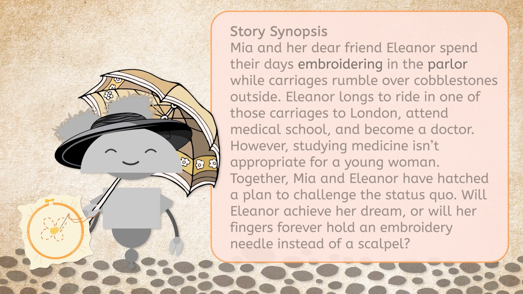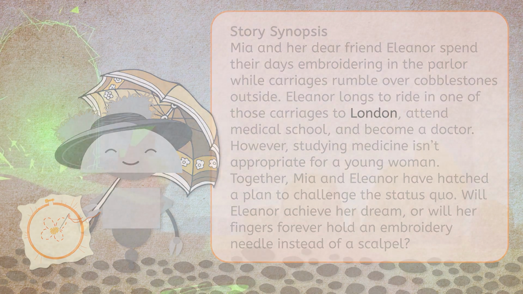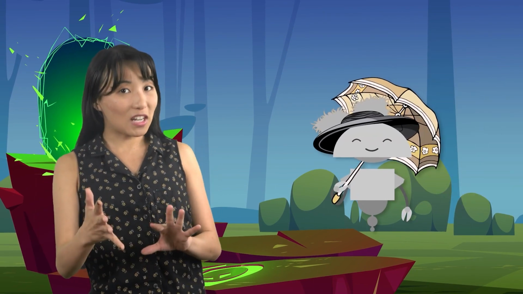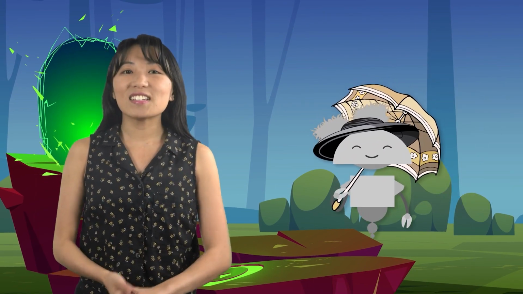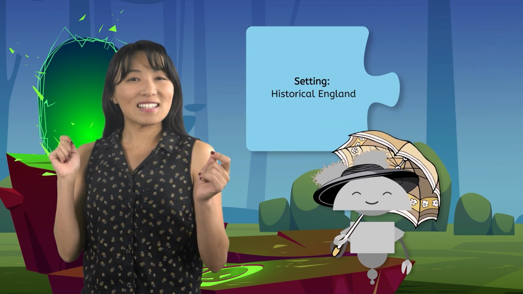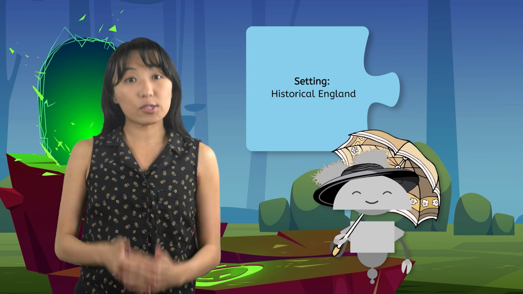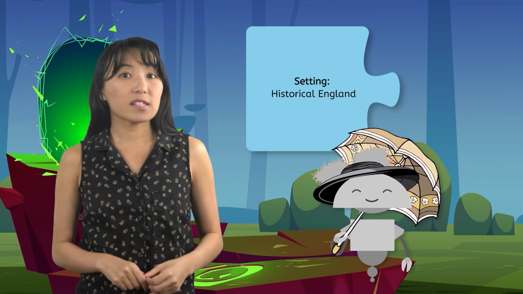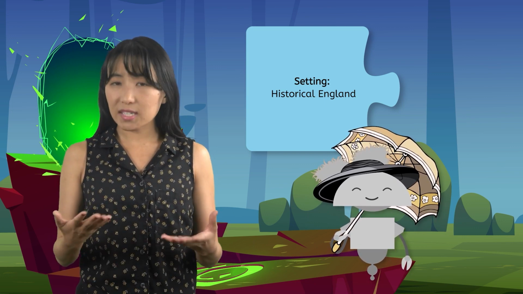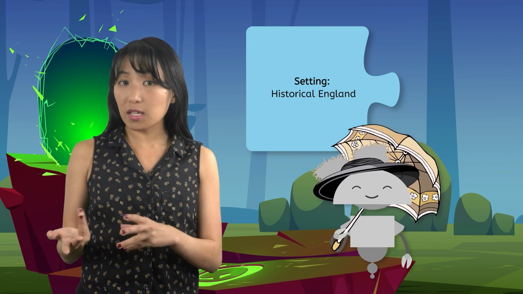For location, there's a big clue. London, which is in England. Using those details, we can infer, or make an educated guess, that the setting is historical England. Remember that setting and story fit together like puzzle pieces. Look back at the synopsis in your PDF. What connections do you notice between the setting and the story?